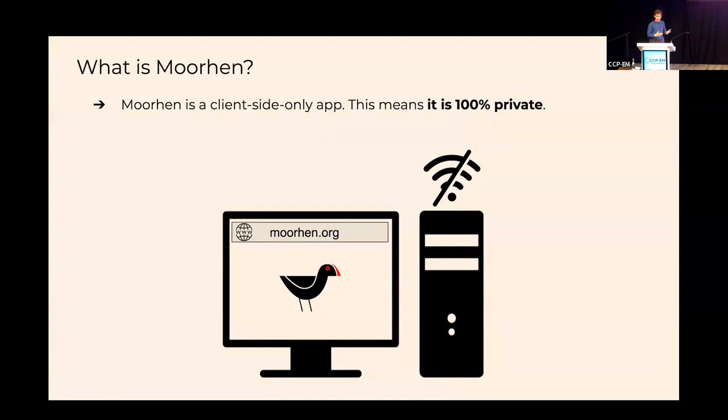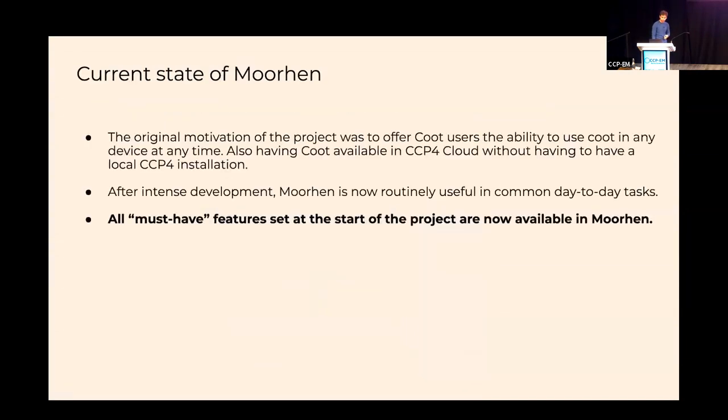What that means as well is that it's 100% private. When you are uploading a file into Moorhen, you're not actually uploading anything. You're telling the web app where to find that file in your file system, but everything is happening in your laptop, which just means 100% private. That is especially important if you're working with sensitive data, so you don't have to worry about that.